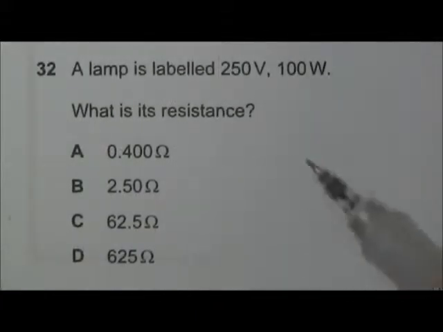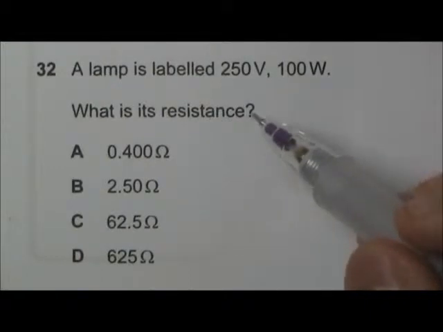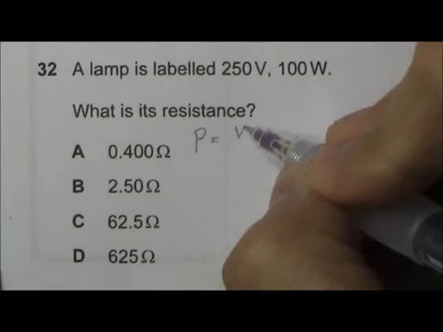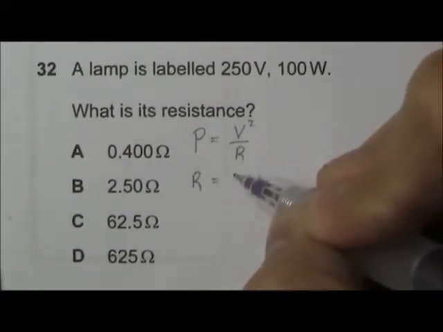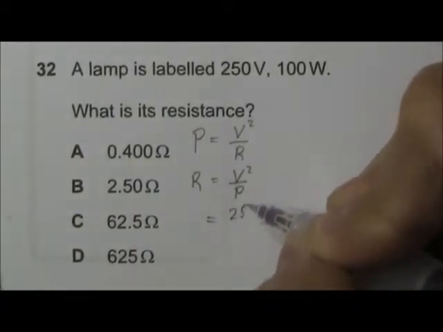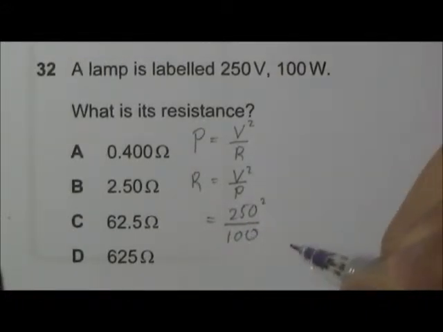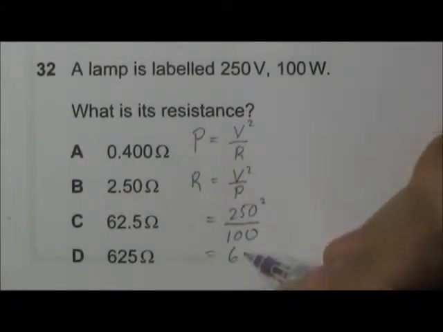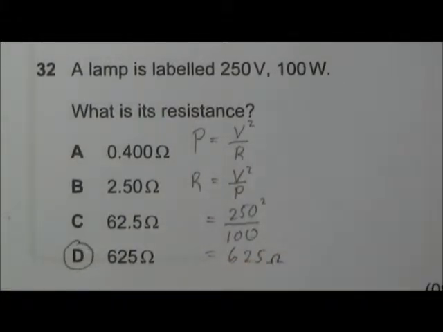We are given the voltage and the power across a lamp. So we are supposed to find out what is the resistance. We can use the formula P is equal to V squared over R. So R will be equal to V squared divided by P. We will get 250 squared divided by 100. So we will get the answer as 625 ohm, which is option D.